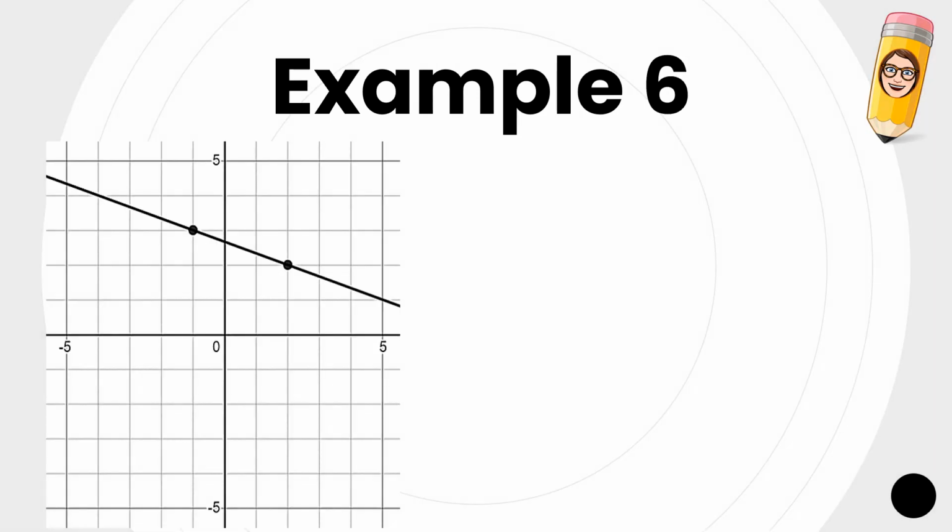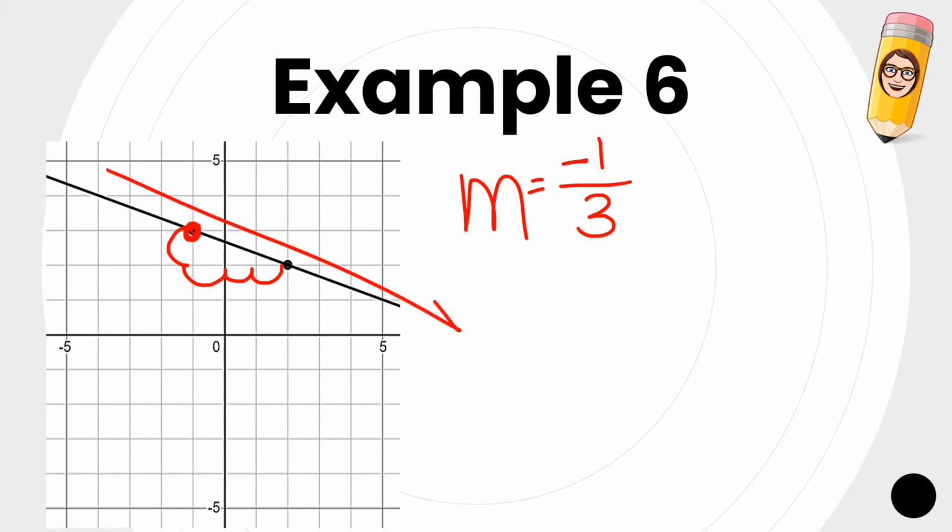Let's try this one. First, let's count our slope. I'm going to start here at this dot. Rise negative 1. I went down 1. Run 1, 2, 3. I went to the right 3. Now notice I have a negative slope and my line is decreasing. It's going down. So that makes sense.